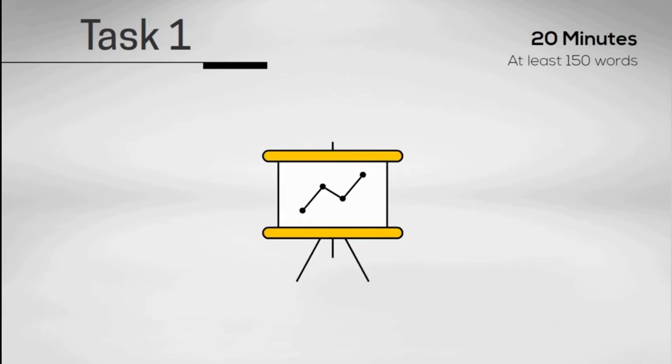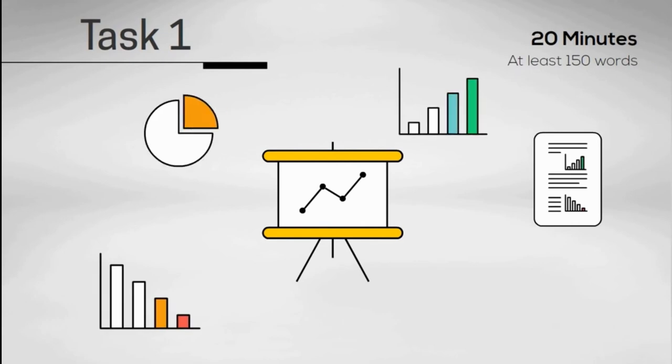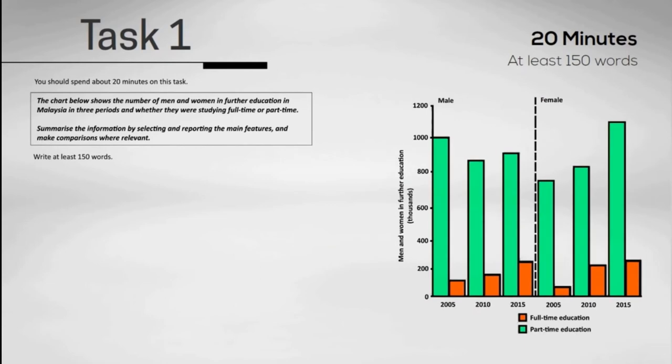Alright, let's look at task 1 first. You'll need to describe a chart of some kind. This could be a graph, table, chart, or some kind of diagram, or a combination of these items. For example, look at the bar chart on the screen now. What does it show? What are the general trends you see?